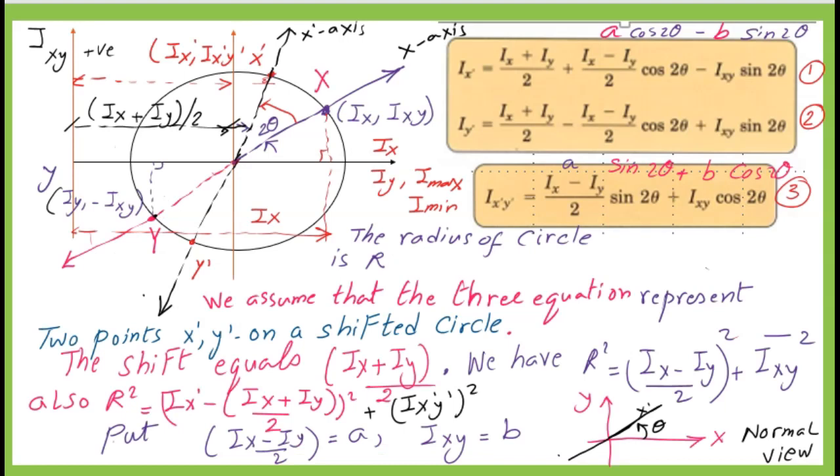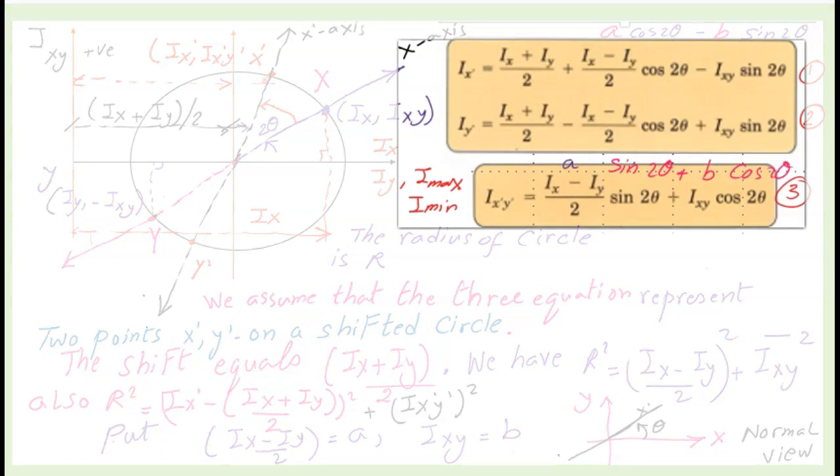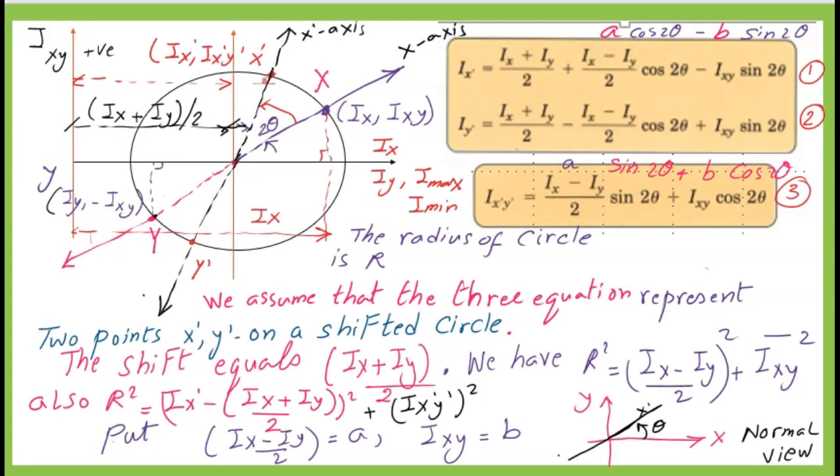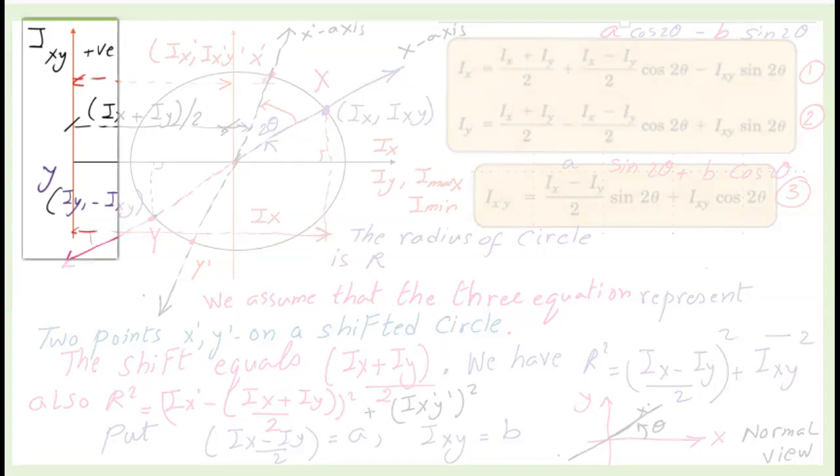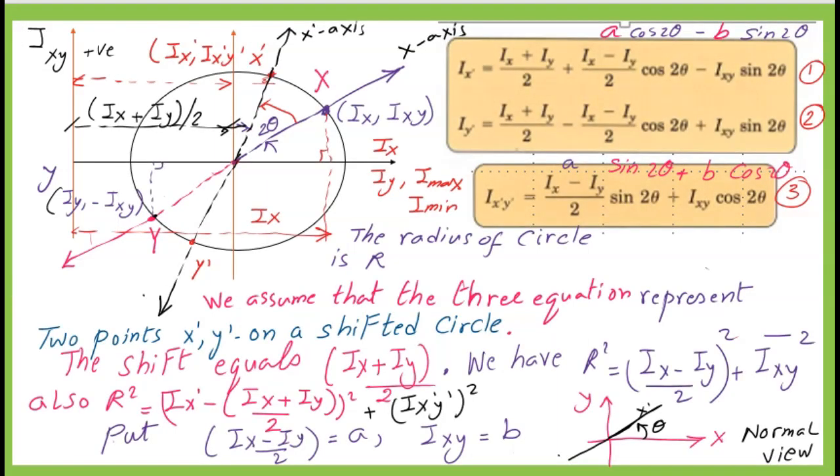From the previous post, we have 3 equations for Ix dash, Iy dash, and Ix dash y dash as shown in the slide. The 3 equations represent 2 points on Mohr's circle of inertia, which is a shifted circle drawn with the x-axis representing the values of the moment of inertia Ix and Iy. The vertical axis represents the values of Ixy, or the product of inertia. The circle is shifted to the right from the vertical axis by a value of 1/2 Ix plus Iy.